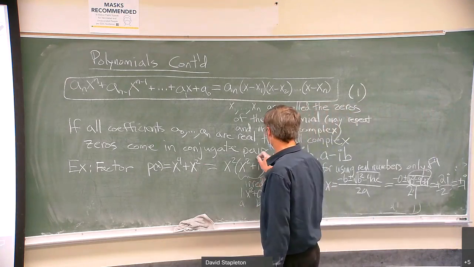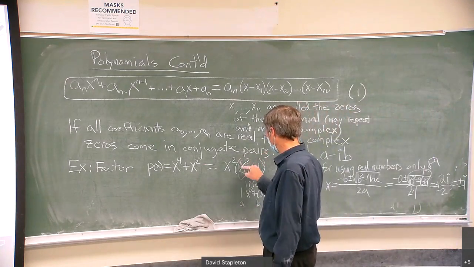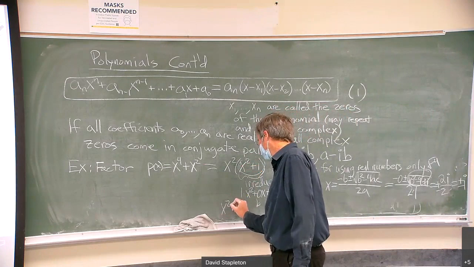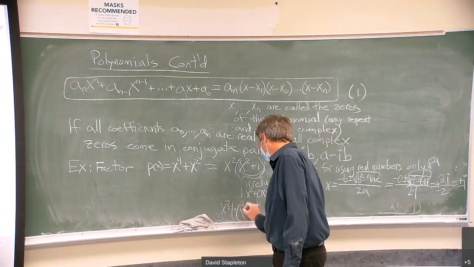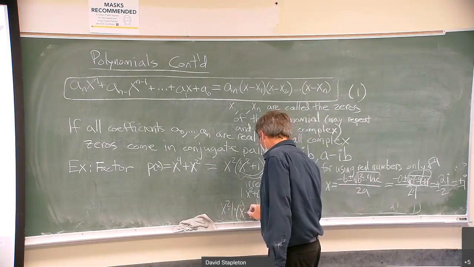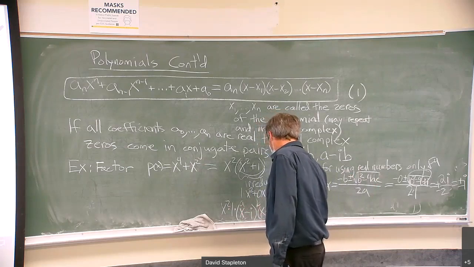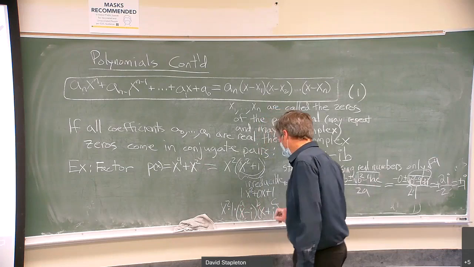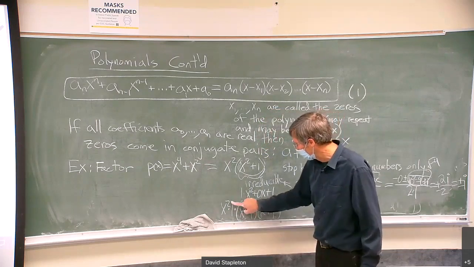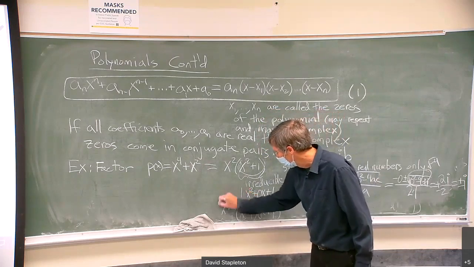That means that it factors as its lead coefficient 1 times x minus the first of those, i, times x minus the second one, minus i. I'll call it x minus minus i, which is x plus i. And this is how the whole thing factors. I can leave the 1 out of here now.